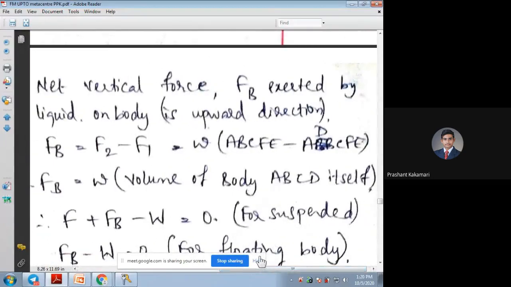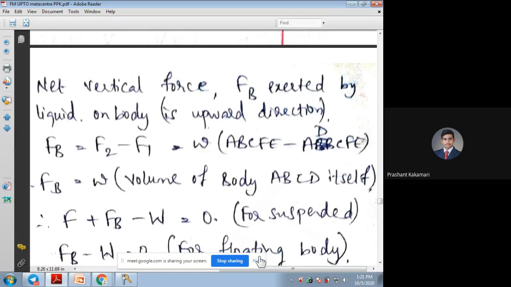So net vertical force exerted by the liquid on the body is nothing but the buoyancy force only. That only we need to find out. So that can be found out how? Because it is suspended, it may be moving in given liquid volume.